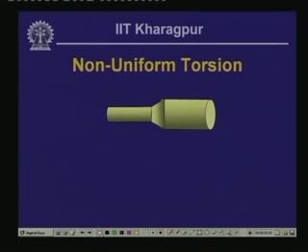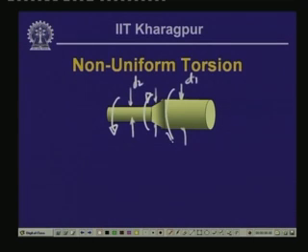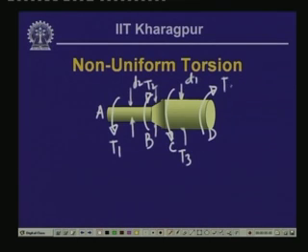Let us take a bar where the length is varying and we also have a change in the diameter. Let us call this diameter D1, and this one D2. Let us assume that this is acted on by various twisting moments at different points. Let us call the points on this bar A, B, C and D. At these points A, B, C, D, different twisting moments T1, T2, T3, T4 are acting.